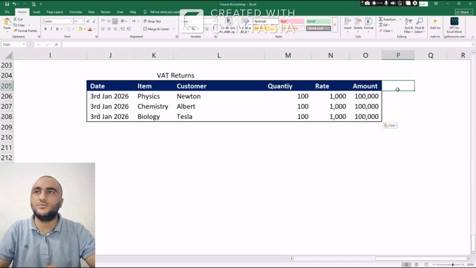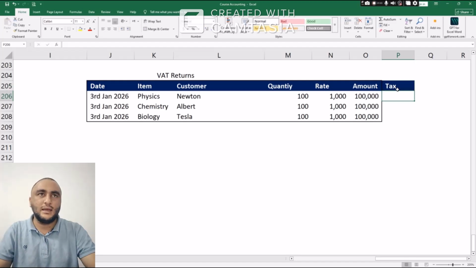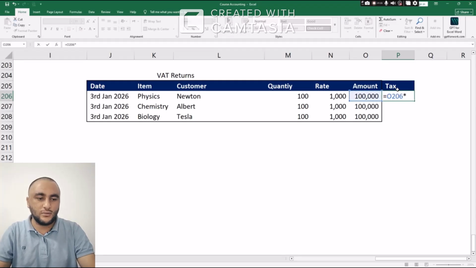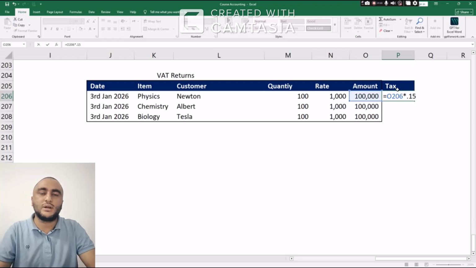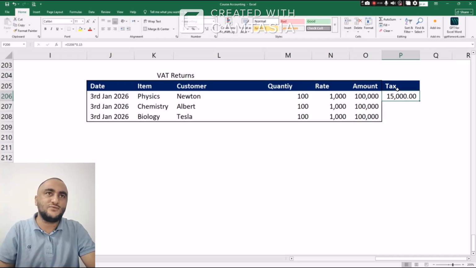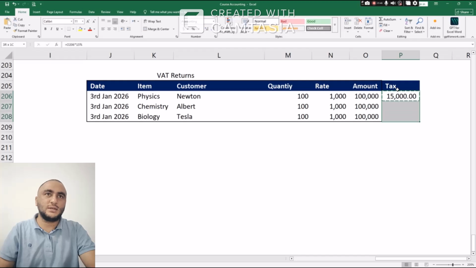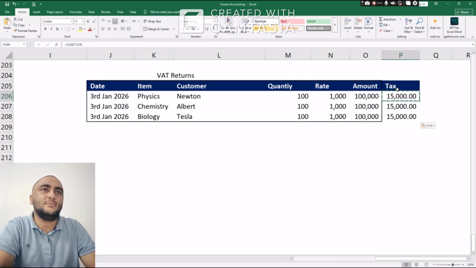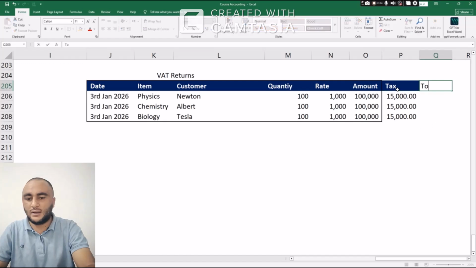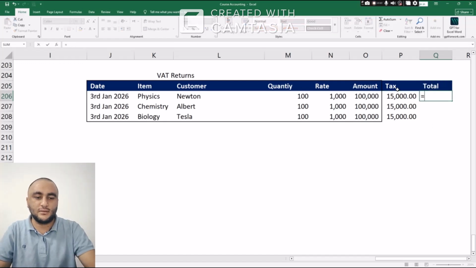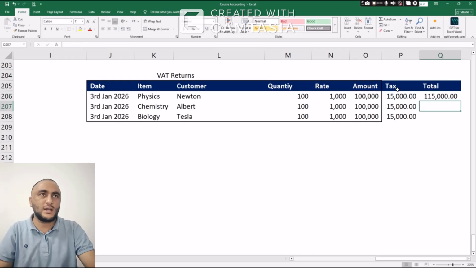Let's assume in this case we have to tax them. So we will add a tax of 15% in Saudi Arabia, and I don't know which country you are living in. So according to your country's VAT return tax, you have to enter the percentage here. So we have to charge 15,000. Sorry, it's 15%. Okay, 15,000 tax on these items. Now our total amount will be after tax 115,000.